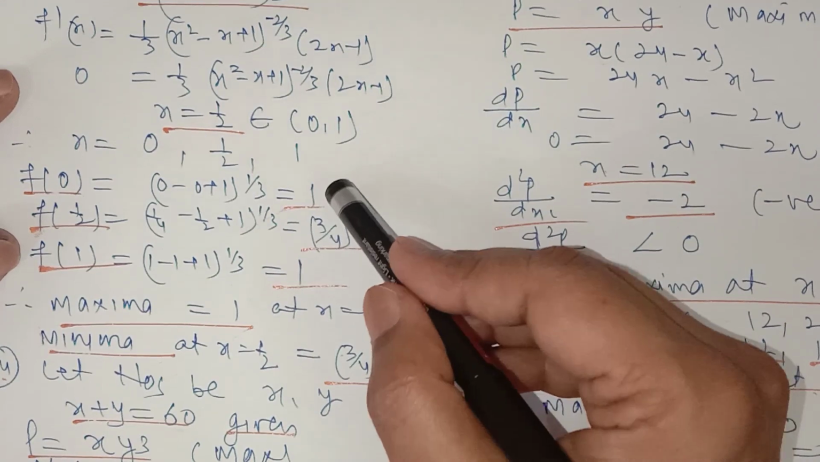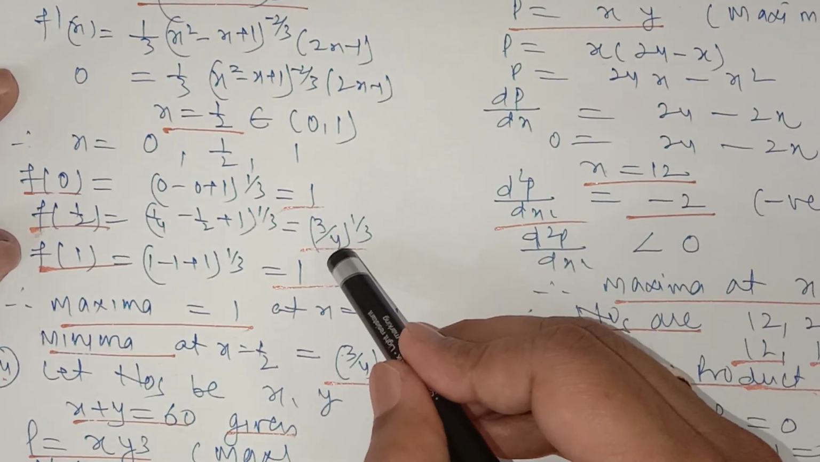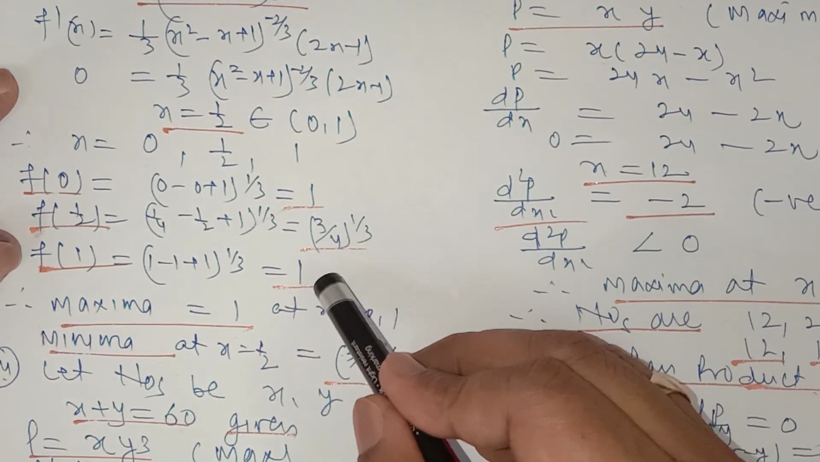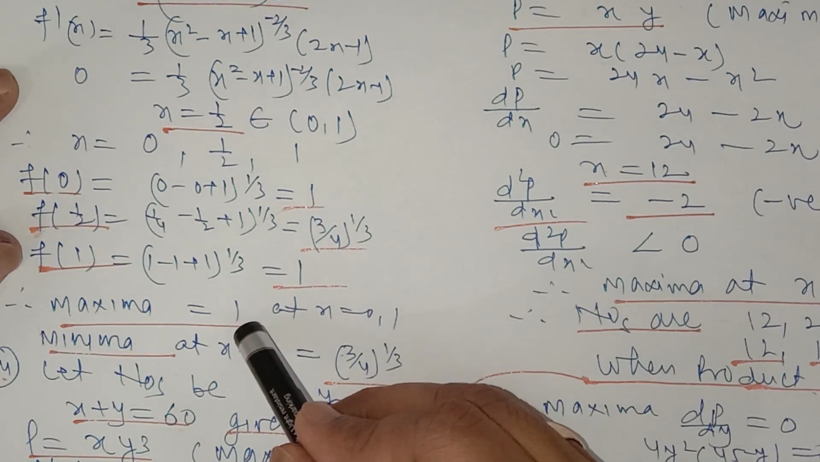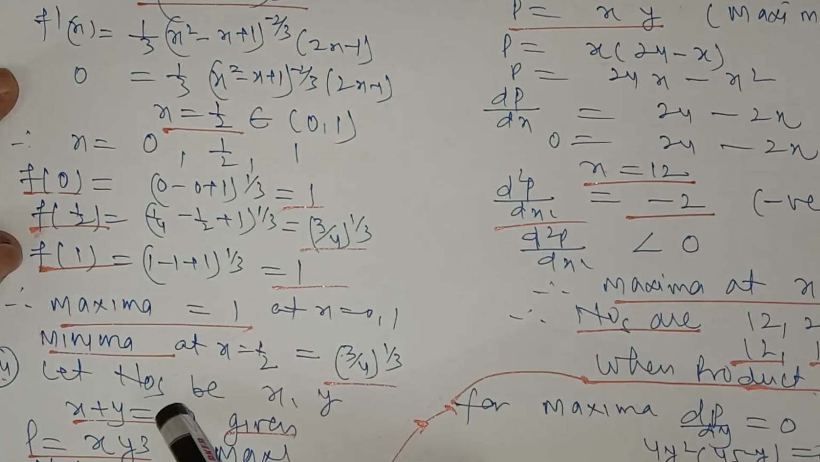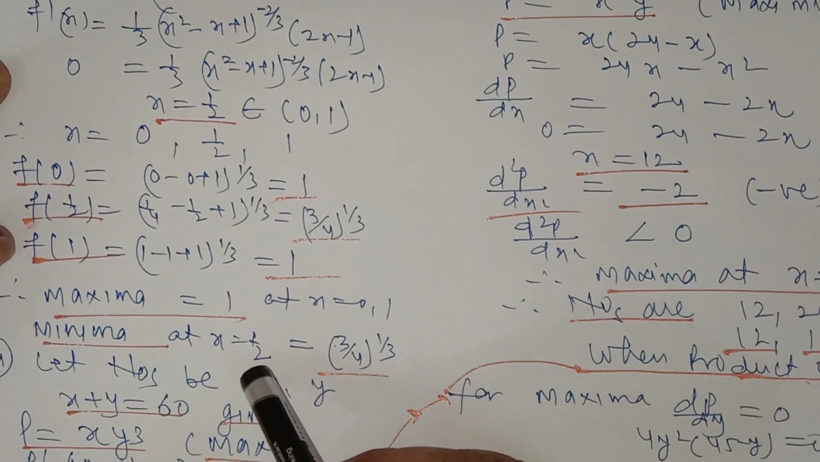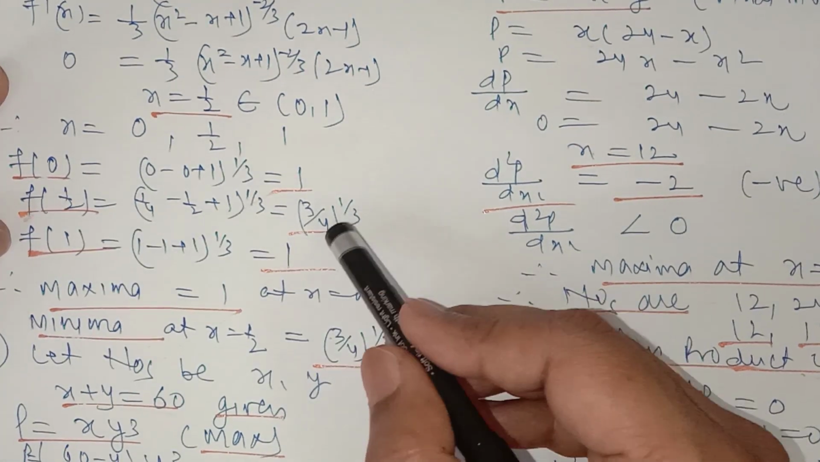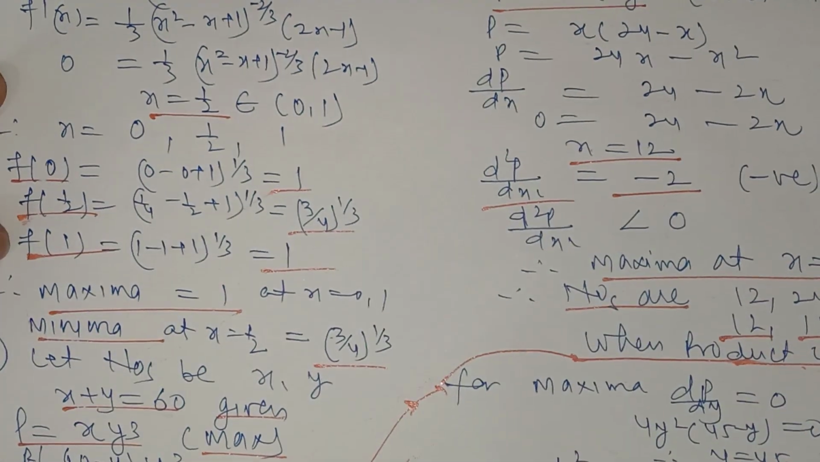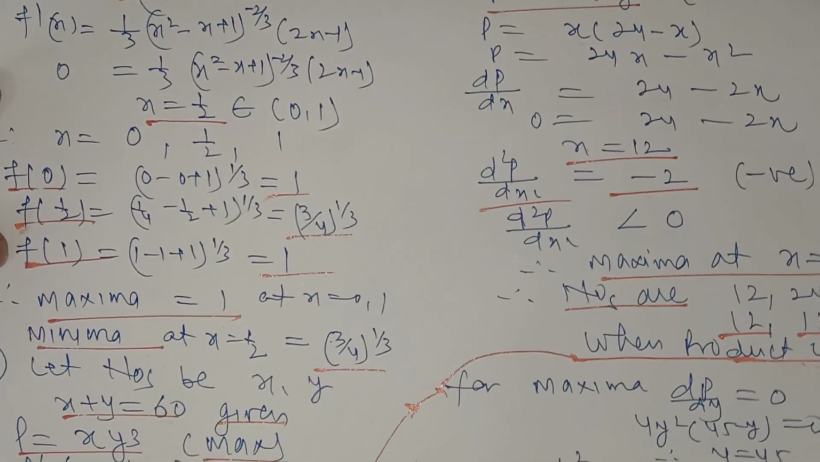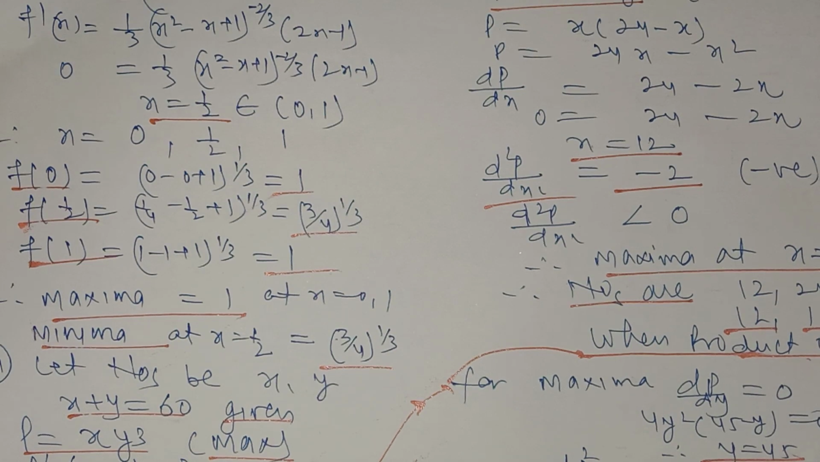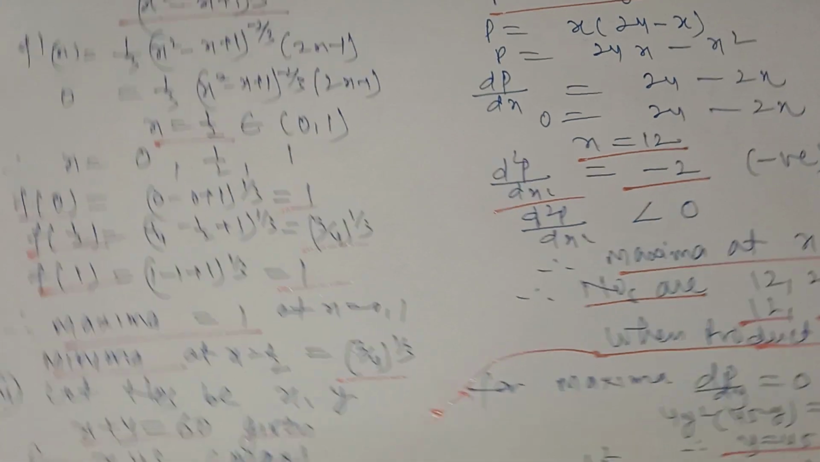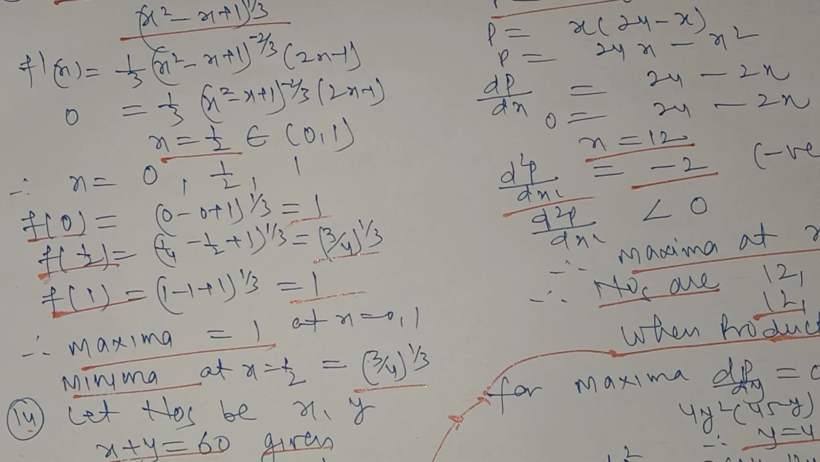You are getting 1, (3 upon 4) raised to power 1 upon 3, and 1. So the maximum value is 1 at x equal to 0 and 1, and the minimum value of this function is at x equal to 1 upon 2, which is (3 upon 4) raised to power 1 upon 3. So these are the questions based on maxima and minima, which we have done either by using the first derivative test or the second derivative test.